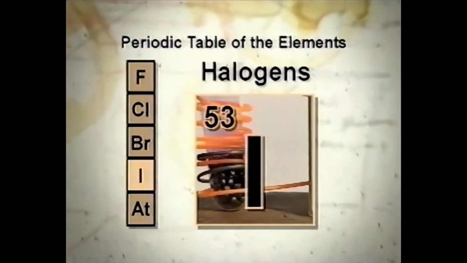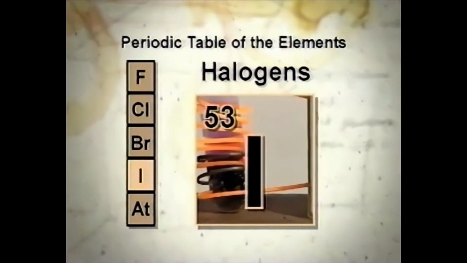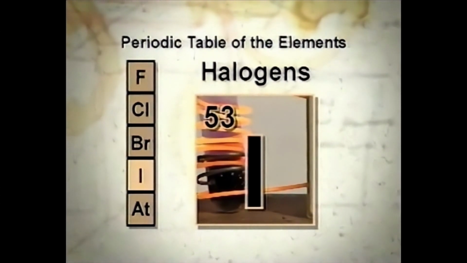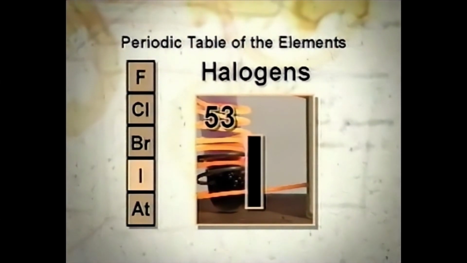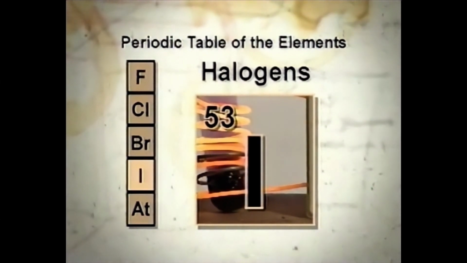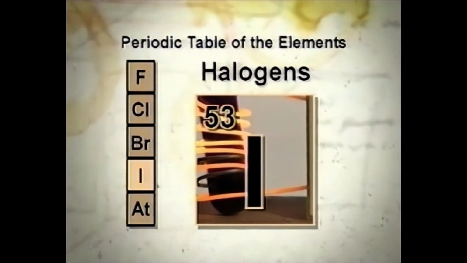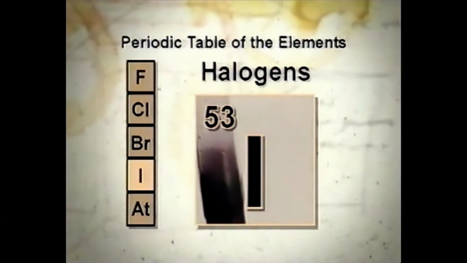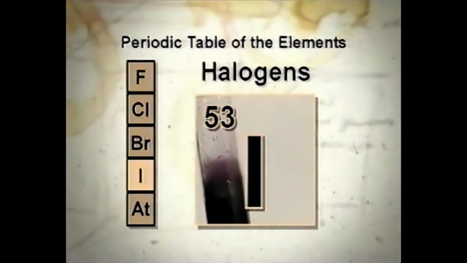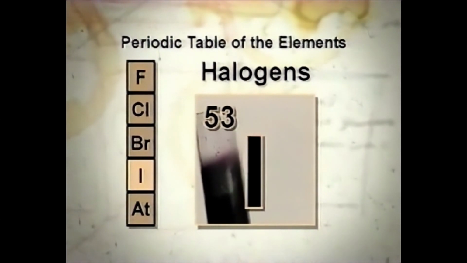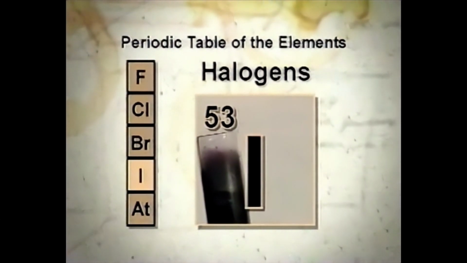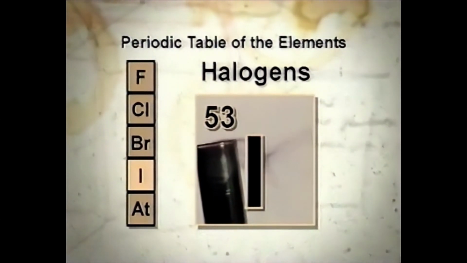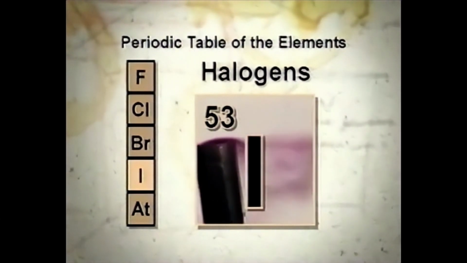Iodine is a shiny bluish-black solid. Heating iodine to just over room temperature causes it to spontaneously sublime, meaning that it changes directly from a solid into a gas. Iodine readily reacts with most elements in the periodic table, but it will be displaced from its compounds by any of the lighter and more reactive halogens.